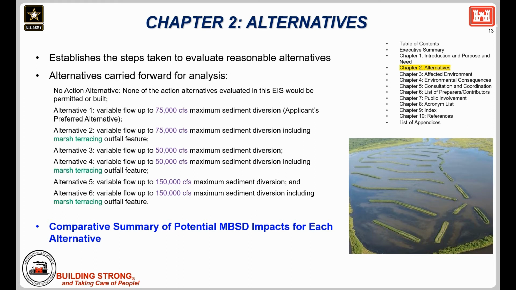I included a marsh terracing example over to the side for you, but in general, they are designed to be little sediment catchers. Chapter 2 also includes a comparative summary of all the potential impacts for each alternative. If you are a casual reviewer, after the executive summary, this table, Table 2.9-1, will help you understand the construction and operational impact determinations for each alternative listed here.